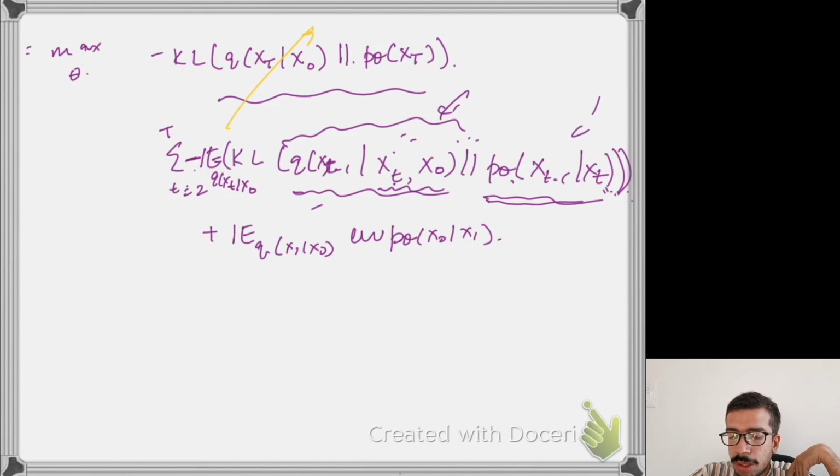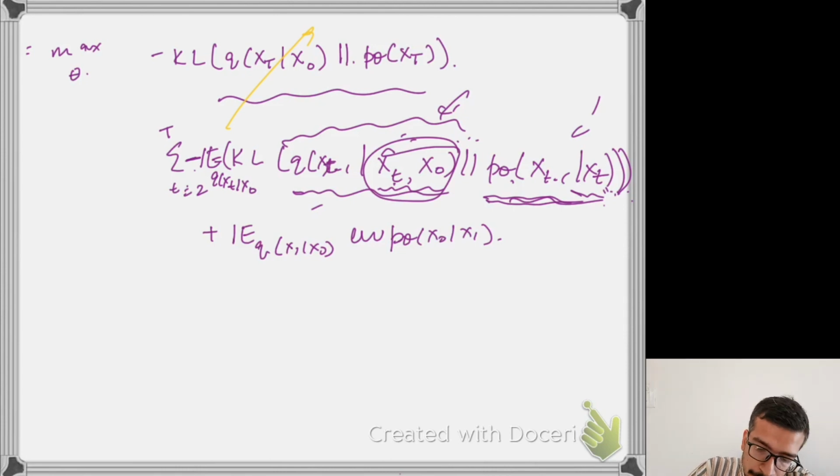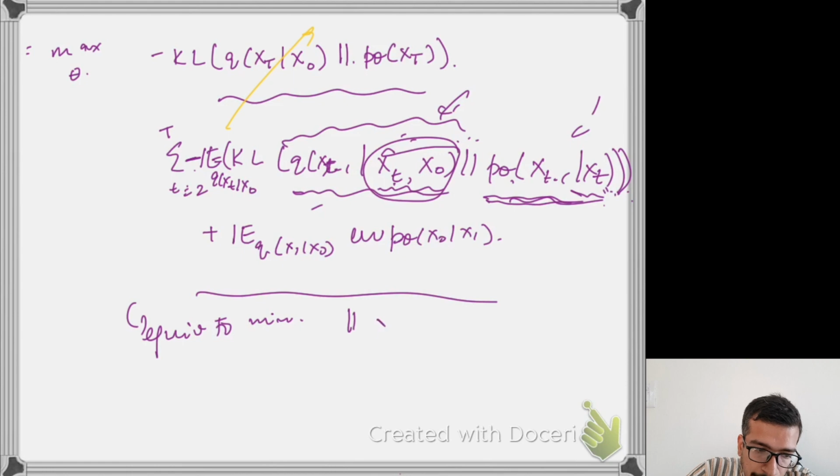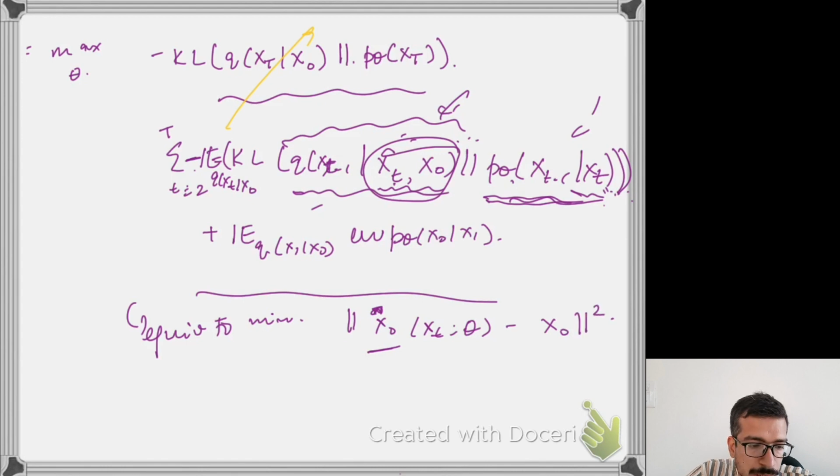And since this actual mean is a linear combination of xt and x naught, if we model the mean as parameterized by theta as a function of xt, that will have an xt term, and then there'll be some addition of some coefficient times x naught. So overall, this is equivalent to minimizing x naught hat. Basically there's a network which is going to produce this estimation of x naught in terms of xt parameterized by theta, minus the actual x naught, squared, right? And we take an expectation over xt given x naught.